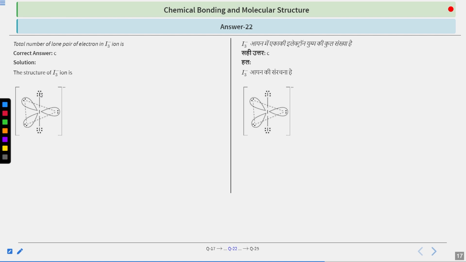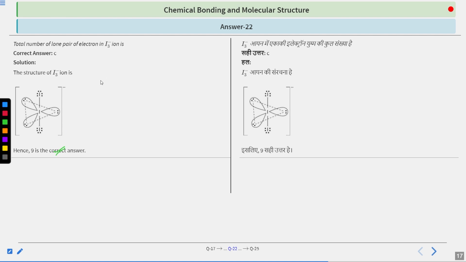Now we have to count the number of lone pairs of electrons and not the electrons, so don't answer it wrongly in this way. So 1, 2, 3, 4, 5 and 6. Similarly, 1, 2, 3. So 6 and 3, 9 total lone pairs are there. Clear? Okay. So the correct answer is 9. If you know the I3 minus structure, it is super easy to solve it. Clear?